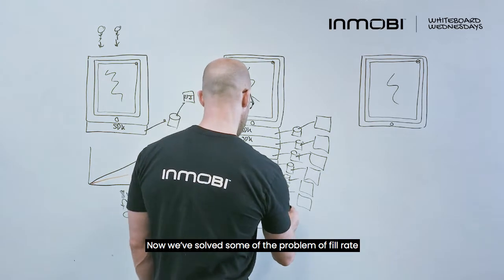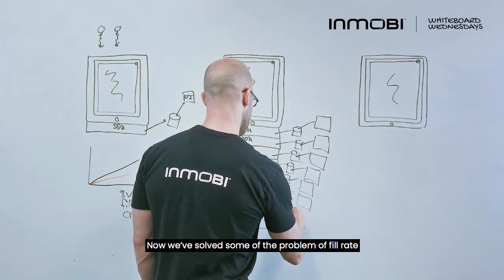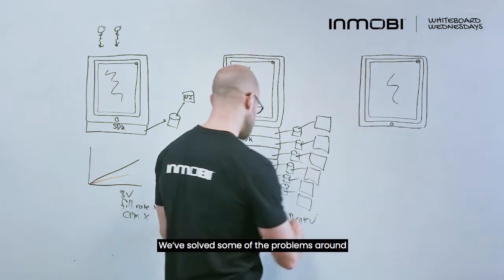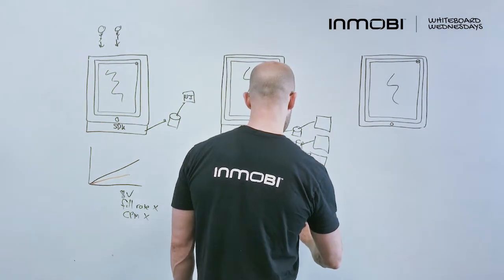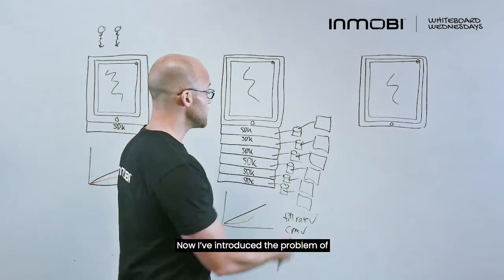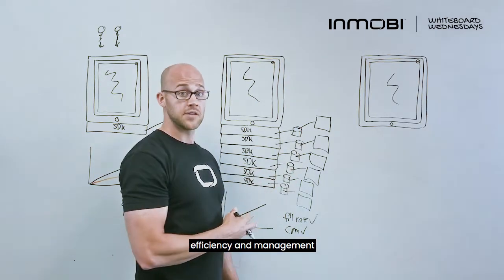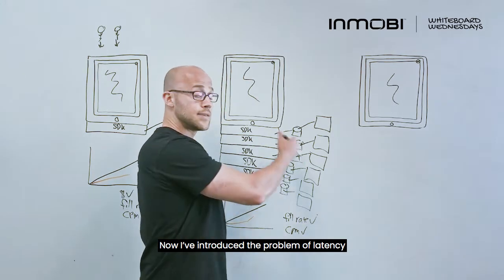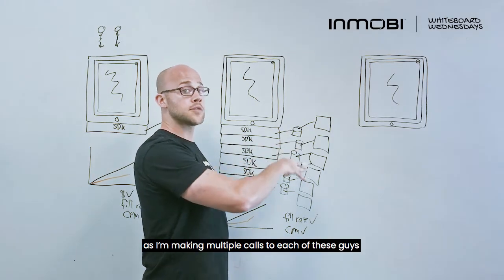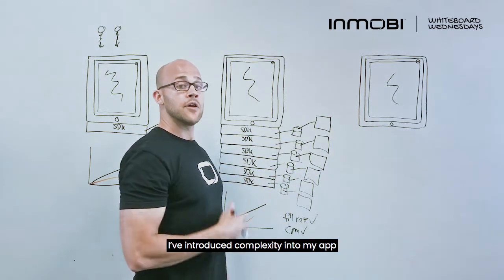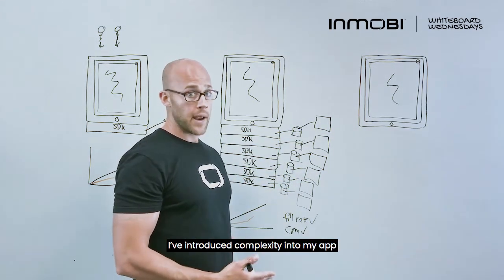Now we've solved some of the problem around fill rate, right? We've solved some of the problems around CPM, but I've introduced some new problems. Now I've introduced the problem of efficiency and management. Now I've introduced the problem of latency as I'm making multiple calls to each of these guys, and they're making calls to their ad servers and ads coming back. I've introduced complexity into my app.